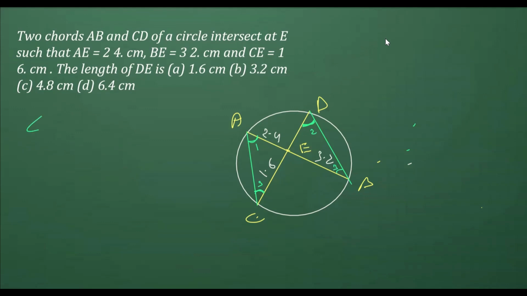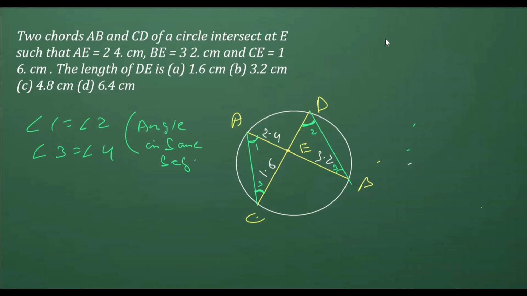So I can write over here angle 1 is equal to angle 2 and angle 3 is equal to angle 4. And the reason you should write is: angles in the same segment.